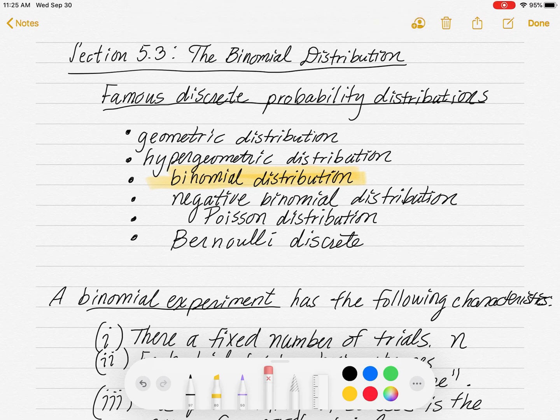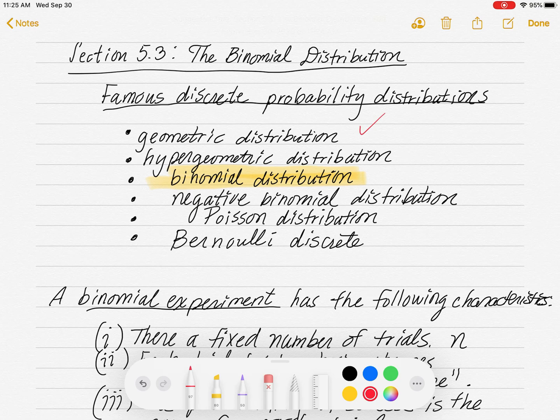So we're in section 5.3, and this section is entitled the binomial distribution. If you go far in probability or statistics, there are lots of different discrete probability distributions. That's what we've been looking at, right? Discrete probability distributions. There are a lot of special ones.